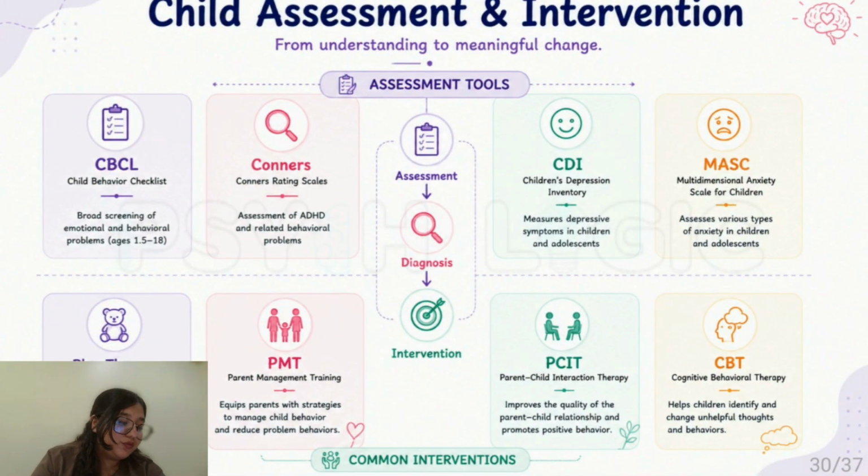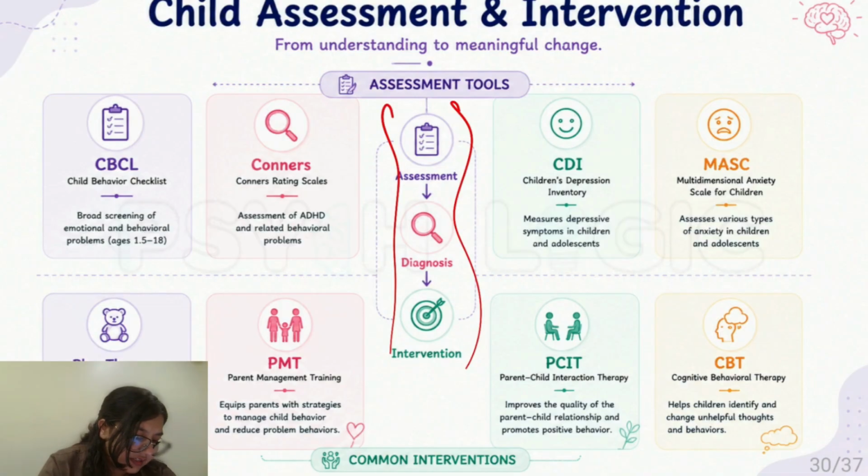Let's move on to child assessment and intervention. Once we have identified why the child is struggling, we need to assess it accurately, make a proper diagnosis, and then provide the right intervention. So there is assessment, then diagnosis, and then intervention. Some of these tools I've already discussed as well. I'd like you to take a screenshot of it while I mention them briefly. The first one is the CBCL, Child Behavior Checklist. It's a broad screening tool.